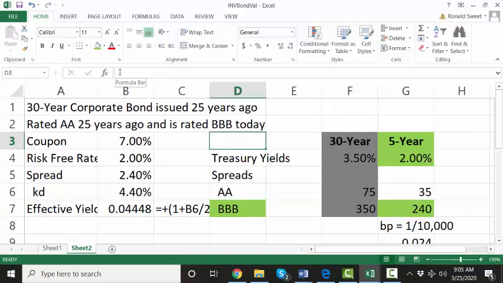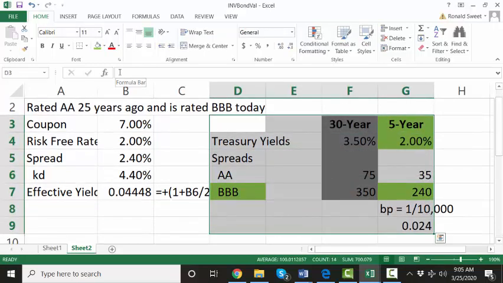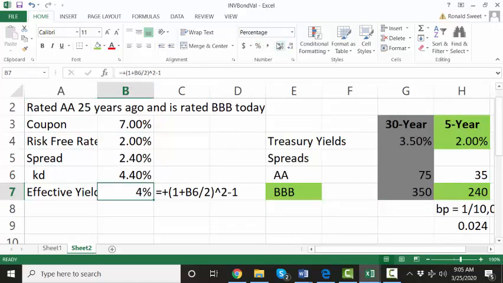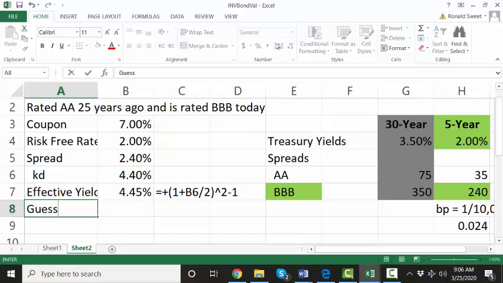Let me move this over so we have a little bit more space. Alright, so there's my effective yield. The effective yield, like we did last class, is going to be a little bit higher than the discount rate, than the KD. So the effective yield is the actual discount rate we'll use. Let's do our guess on the price.